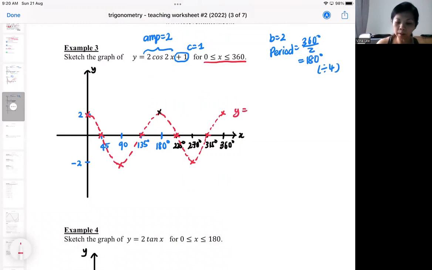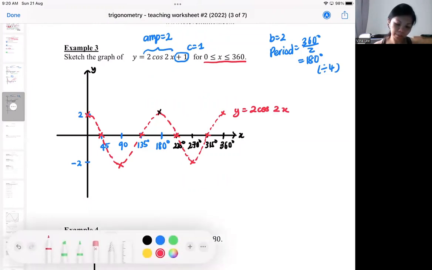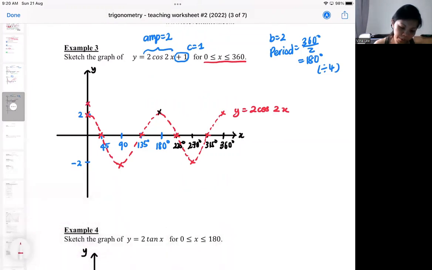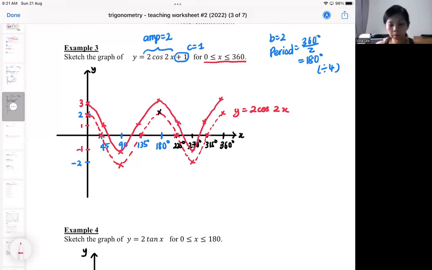So all these are the ones without shifting. So once you are comfortable with this, you add the shifting. So literally every point will be shifted up. So do not draw freehand. So from here, you really feel the graph being shifted up. So that is my final graph.